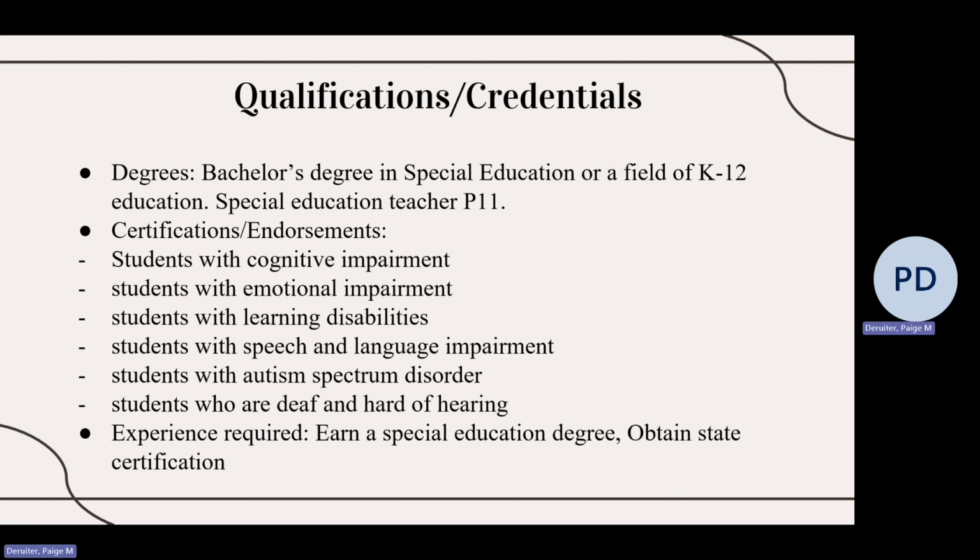Next is qualifications and credentials. So the degree you need is a bachelor's degree in special education or a field of K through 12 education, and then special education teacher P11. And then some certifications and endorsements are students with cognitive impairment, emotional impairment, learning disabilities, speech and language impairment, autism spectrum disorder, and students who are deaf and hard of hearing. And the experience required for this job is to earn that special education degree and also obtain the state certification, which is the big test.